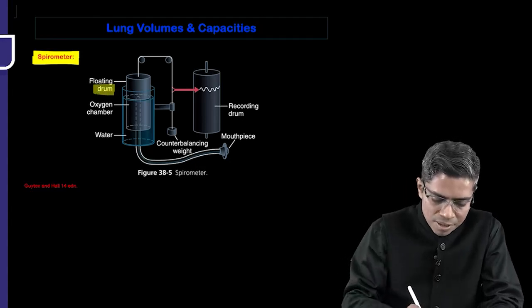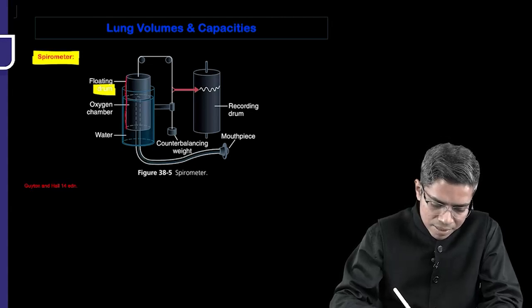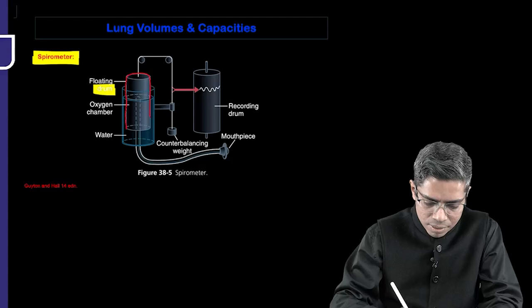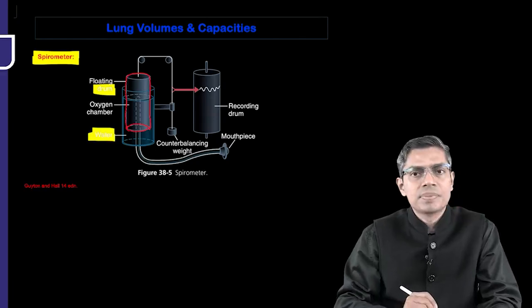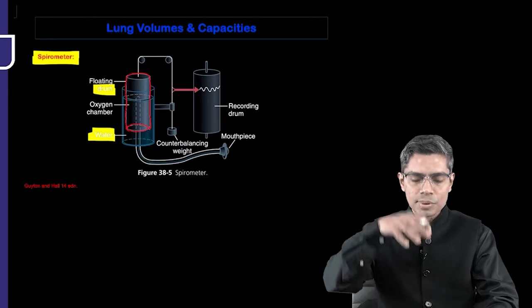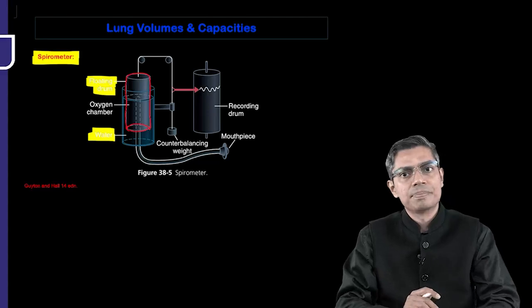So it consists of a drum. This drum is invertedly placed on the surface of a water chamber. So this is the drum which is placed invertedly over this water. So what will happen? The drum will float on the surface of this water. That's why this is known as floating drum.